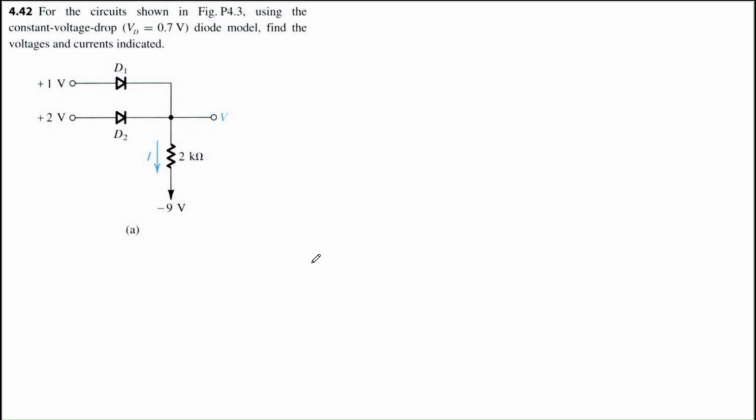Let's solve problem 4.42 for Microelectronic Circuits, 8th edition by Sedra and Smith. So we have two circuits, and we're going to use the constant voltage drop method, which is VD equals 0.7 volts. You're going to use that model to find the voltages and currents indicated.